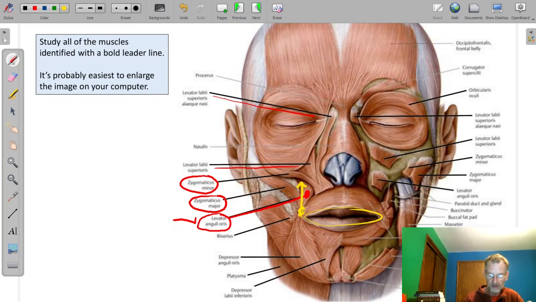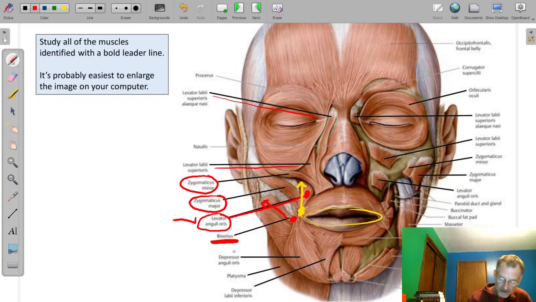Not all of the muscles are intuitive like that. Risorius doesn't really tell me much of where it is or what it does. But again, you need to be able to identify it. It attaches to the corners of the mouth, and those fibers run posteriorly. So it retracts the corners of the mouth, pulls them back, sort of as a grimace.